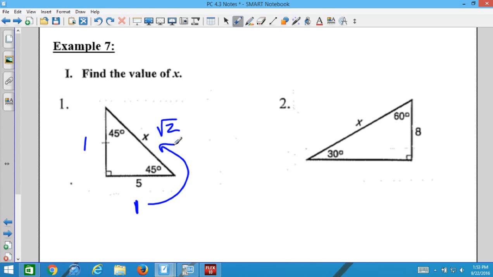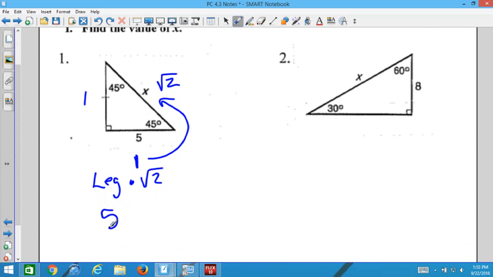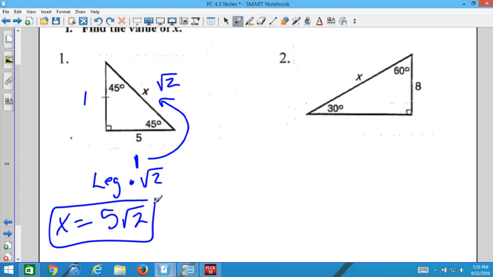Yeah, you're taking the leg and you're going to multiply it by radical 2. So if the leg is 5, then what's our x value? Radical 2.